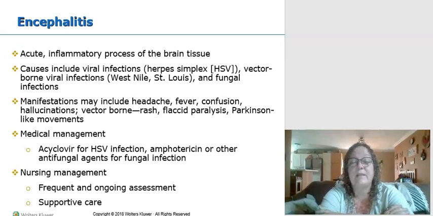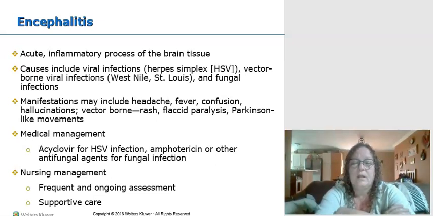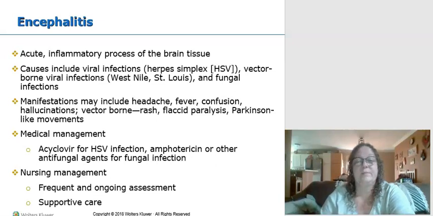Medical management is acyclovir for the herpes simplex virus, amphotericin, not Tylenol, amphotericin or other antifungal agents for fungal infection. And again, we manage the fever with acetaminophen or Tylenol. The nursing management is the same as the others, right? Frequent and ongoing assessments, administration of ordered medications on a timely schedule, and supportive care.